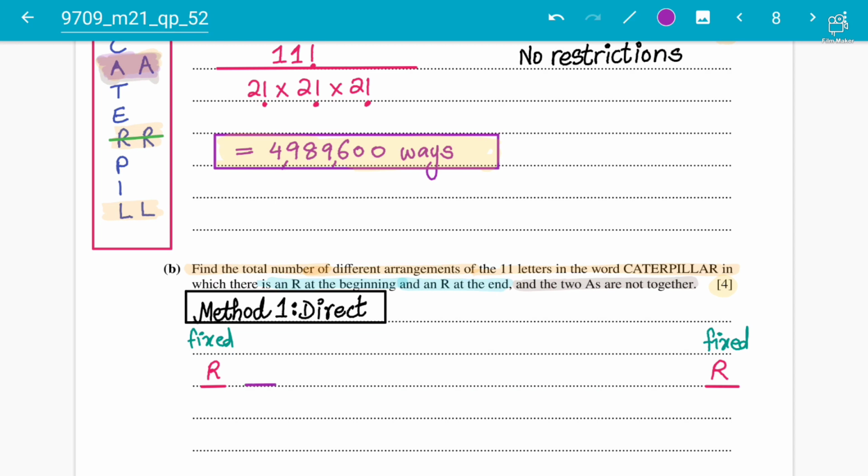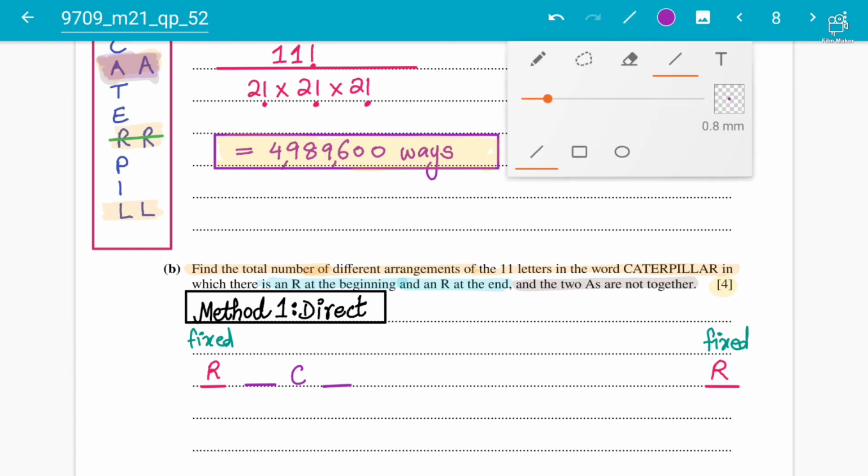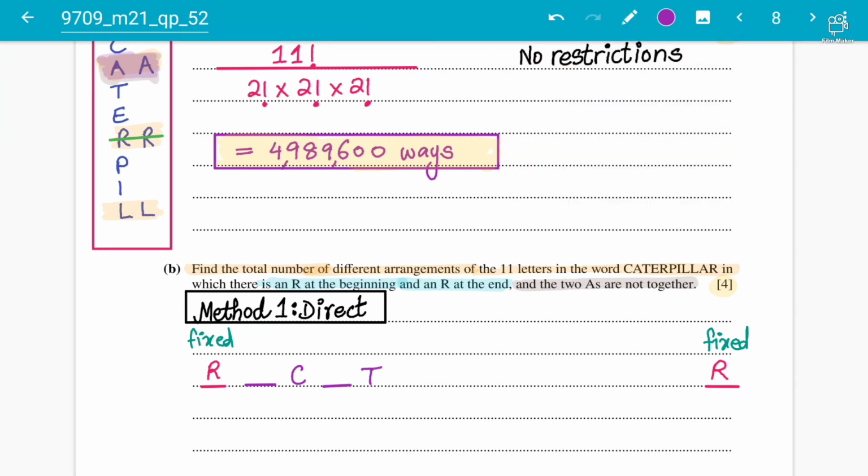You will start with spaces and write C there. You will go for everything except A. So you'll place C there, then put a dash, and you will go for T now, because both A's cannot be together. So C, T, and then E. You'll write all of the remaining letters that are left: E, then P, and then I, and then L, and then another L.